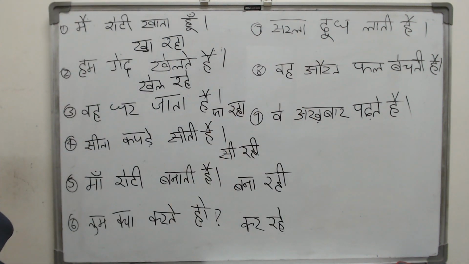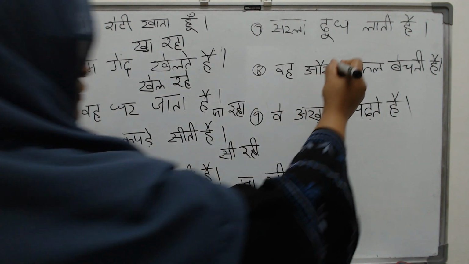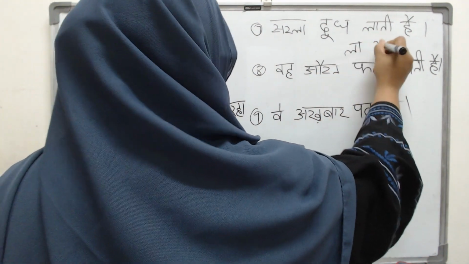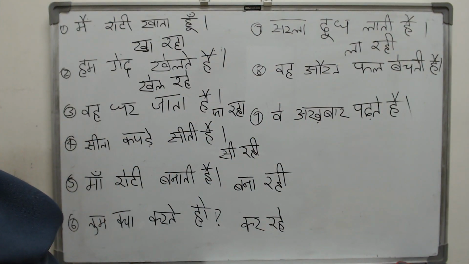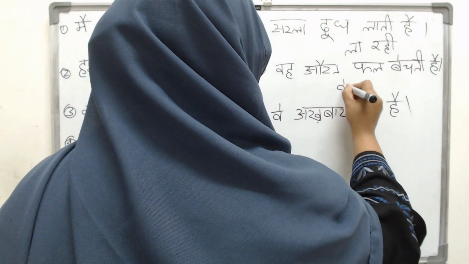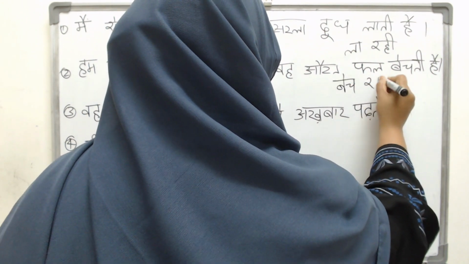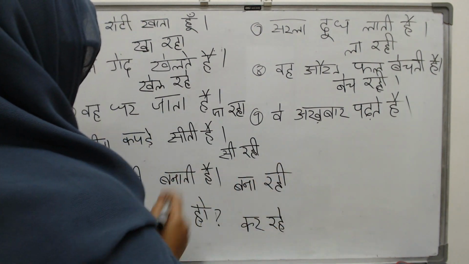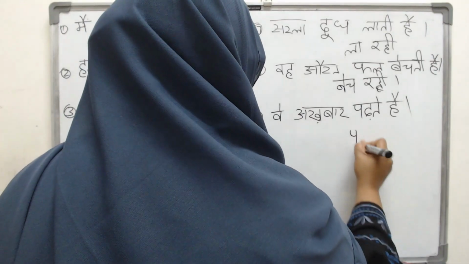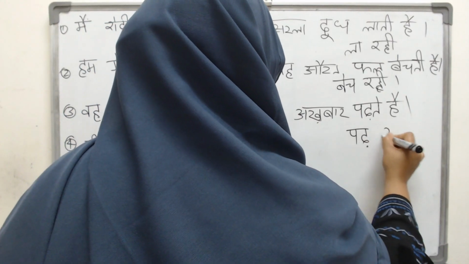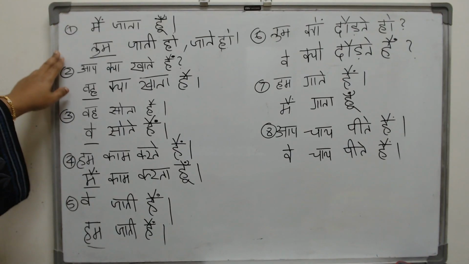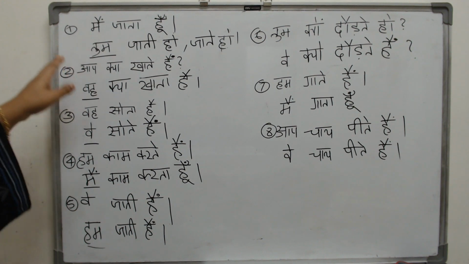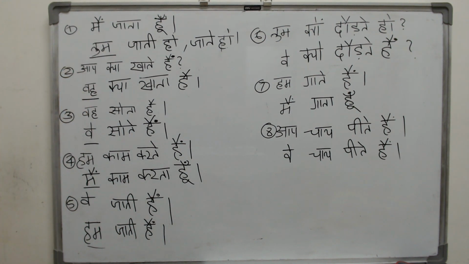Sarla दूध लाती है. Sarla is getting milk. Instead of लाती, ला रही. Everything else is same. वह औरत फल बेचती है. That woman sells flowers. Instead of बेचती, बेच रही. वे अखबार पढ़ते हैं. They read newspapers. Instead of read, it is they are reading. पढ़ रहे.